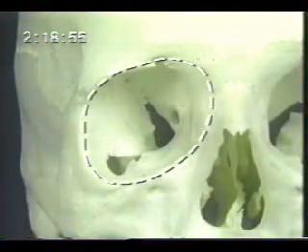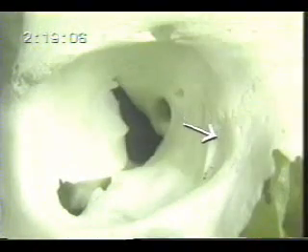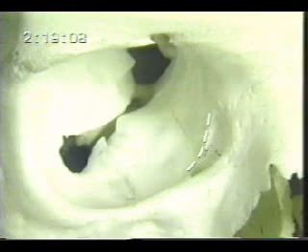Now that we've looked at the eyelids and lacrimal apparatus, let's review what we've seen of the eye and its surroundings. Here's the orbital margin, the optic canal, the superior orbital fissure, the inferior orbital fissure, the lacrimal groove, the posterior lacrimal crest and the anterior lacrimal crest.